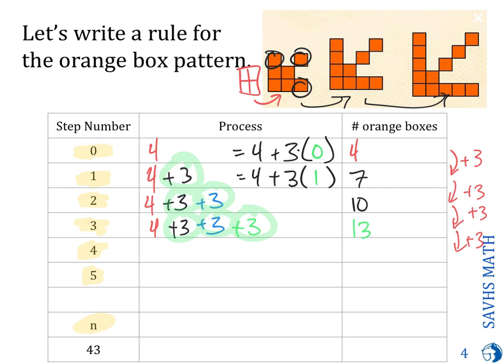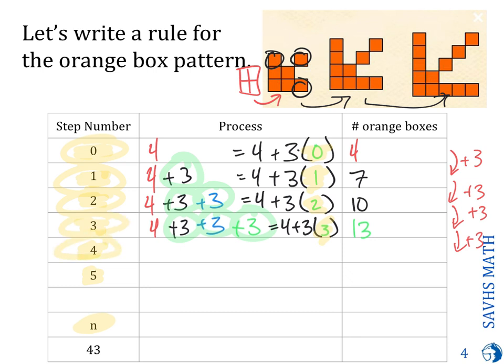Okay, so then let's check this one. How many 3s am I adding? I'm adding 2 of them, okay? In this one, I'm adding 3 of them, okay? Well, what I notice here is that these 0, 1, 2, 3 match perfectly with my step numbers that we were looking at.